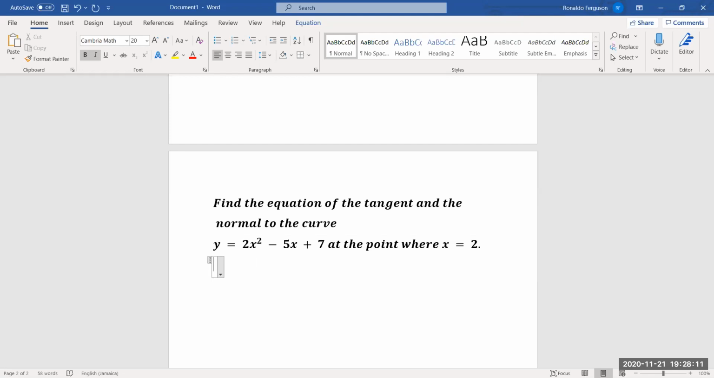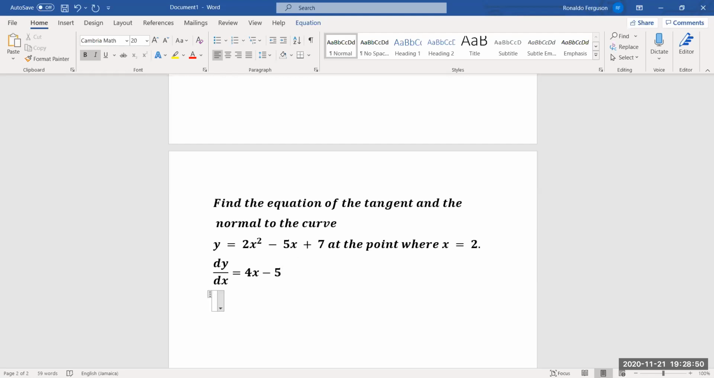Anytime they give you a curve and they're asking you for equations of tangent and normal, the first thing I want you to do is write down dy by dx, all right? What would be dy by dx? It would be 4x minus 5, very good. 4x minus 5, that's dy by dx.